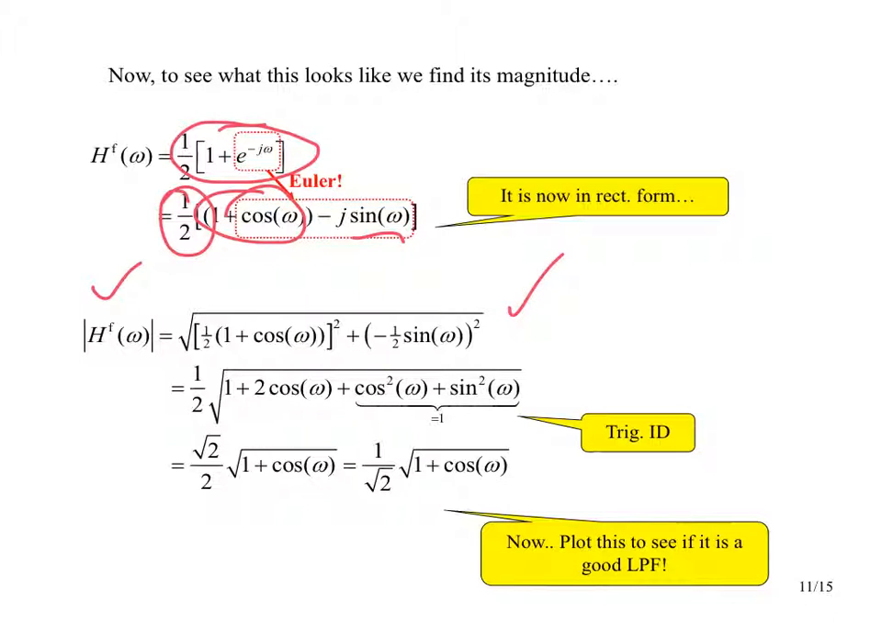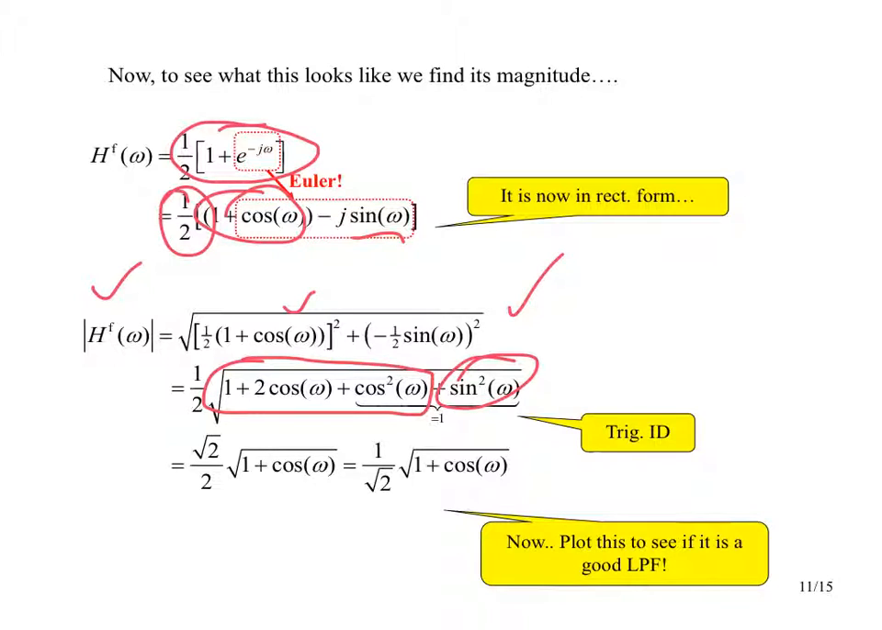And then we're going to square this 1 plus cosine, and we'll get a 1, a cosine squared, and a 2 cosine. So these three terms come from squaring that. And then we add the sine squared part to that.